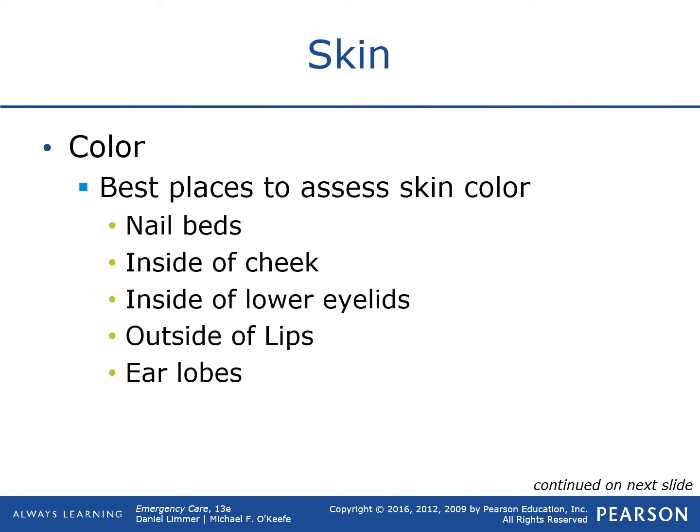So for color, we want to be looking at places where our capillary beds are very close to the surface of your skin. Some of the best places that we look for skin color are our nail beds, the inside of your cheek, the inside of your lower eyelids, the outside of the lips, or the earlobes. Typically, me personally, I'm looking at the fingernail beds and the lips.